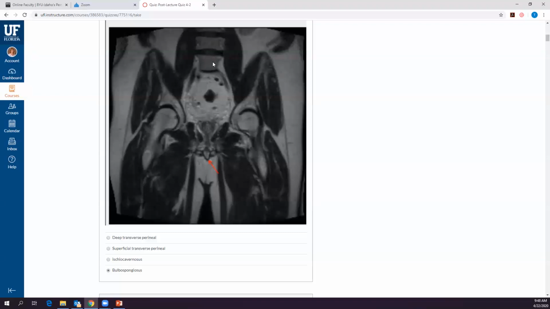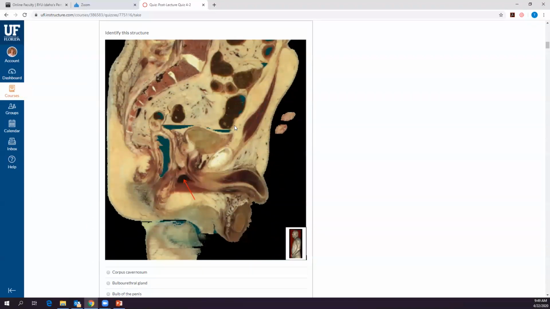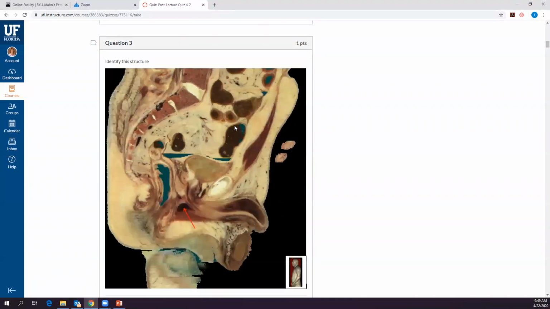Here are lumbar vertebrae right here. This is the bladder right here on top of that. Here are the, what are these? The heads of the femurs. Okay, greater trochanter, lesser trochanter down here. Okay. All right, so then we come to here, and this says, identify this structure.